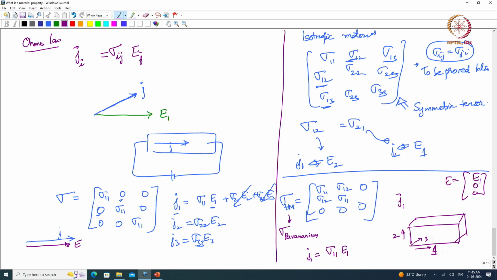So, I am just applying an electric field, so a voltage like this. Just along one component there is electric field, along the other components there is no electric field. So, it is a simple experiment that I am doing. Okay. So, J1 is sigma 1 1 E1 plus sigma 1 2 E2 plus sigma 1 3 E3. There is no E2 and E3, so these terms do not come. So, the current flowing in direction 1 is just sigma 1 1 E1.